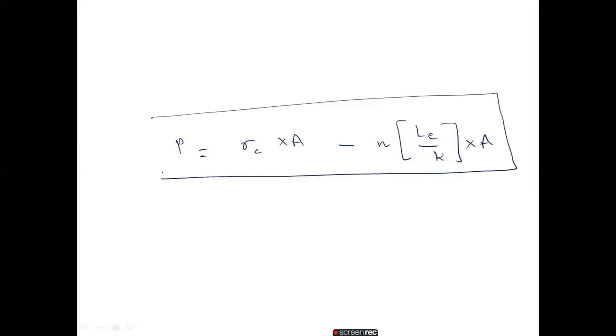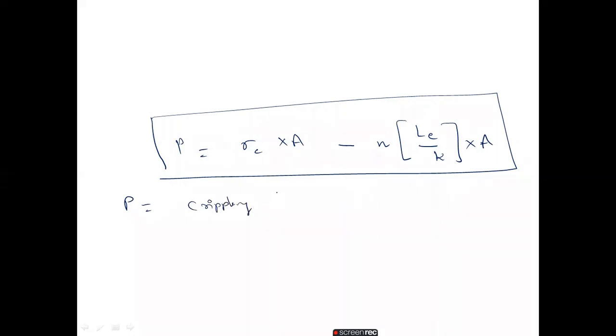On account of this, an empirical straight line formula is commonly used in practical design. That formula is P equal to sigma C into A minus N into LE by K multiplied by A. So this formula is the straight line formula. In practical design, we are using this formula only. Now I will write each and every term. P is nothing but the crippling load on the column.